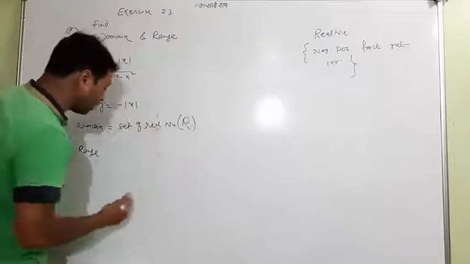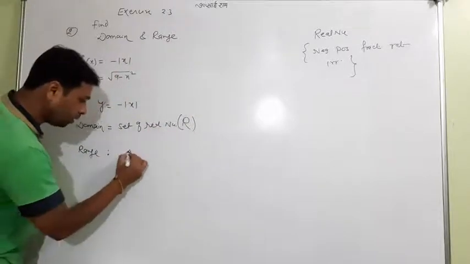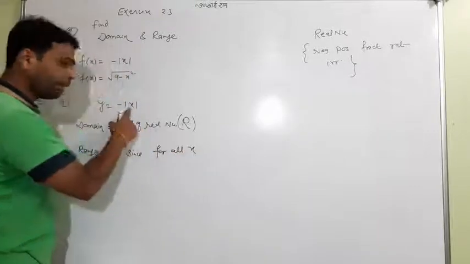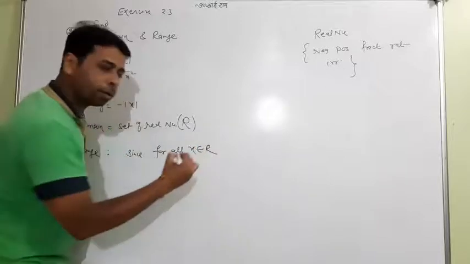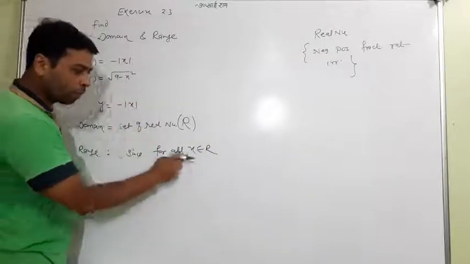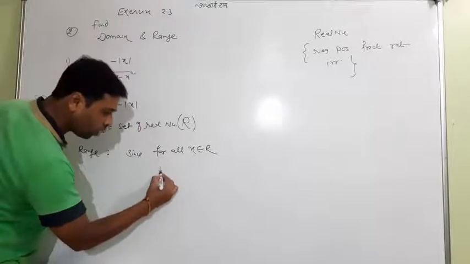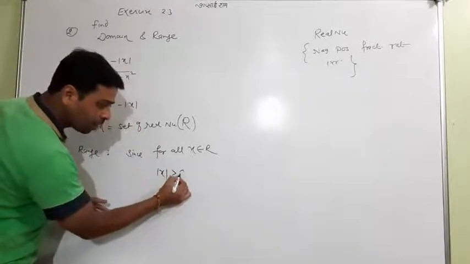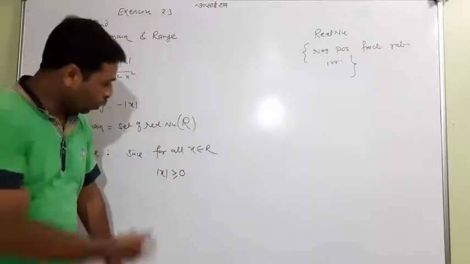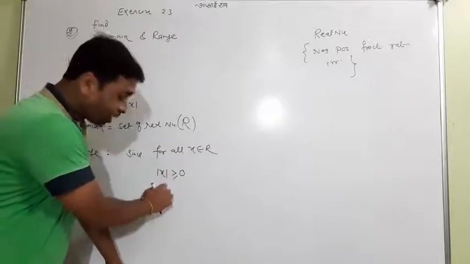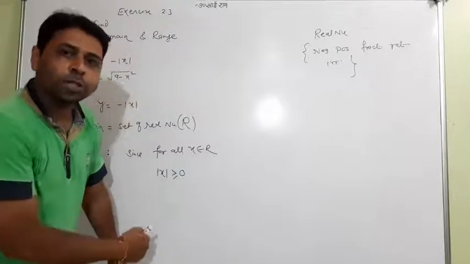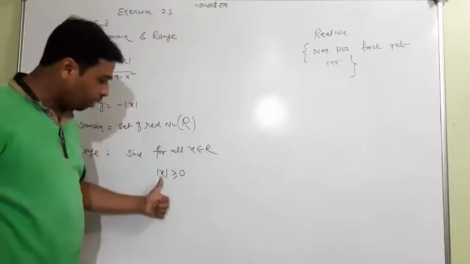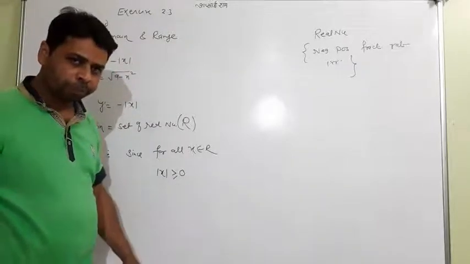First, since for all x, whatever you are putting, x belongs to the real numbers, meaning you are putting a real number here. What is mod x? You know the nature of mod x. It is always either equal to 0 or positive. The mod x is always positive or equal to 0. It cannot be negative. So it's a very simple thing I have written here, that mod x is always positive or equal to 0.